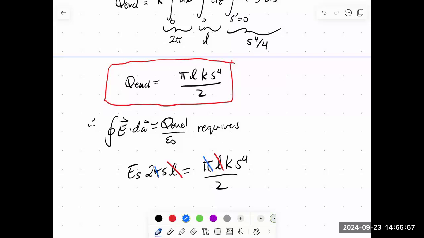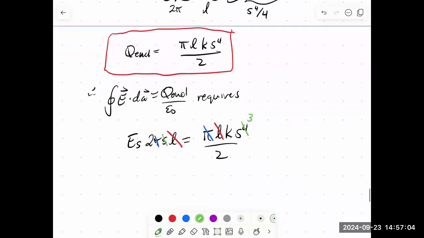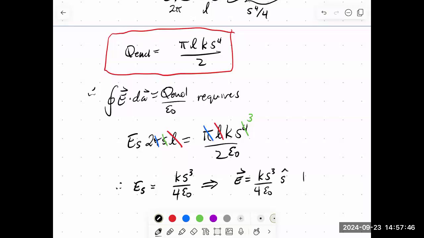What else could we do? We could get rid of a pi. We could get rid of one factor of S. And if we then solve for E S, what do we get? K S cubed over 2, divided by 2, we get a 4. I forgot something. What did I forget? Yep. So I'm going to divide Q enclosed by epsilon naught. And let's see if I got the right answer. Yes, I think I did. So then we have that E is K S cubed over 4 epsilon naught, and it's in the radial direction.